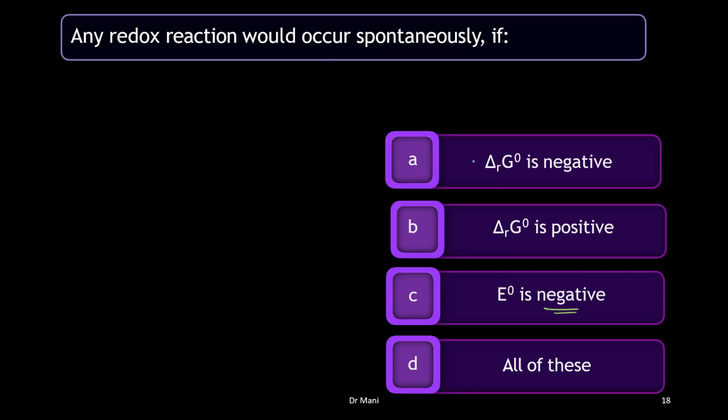Okay, see here, we know delta r G naught. What is this? This is nothing but the Gibbs free energy, yes or no? And we studied that Gibbs free energy should be negative for the reaction to happen spontaneously. It should be less than 0, yes or no? So delta r G naught should be less than 0, or you can say negative, when it is a spontaneous reaction.